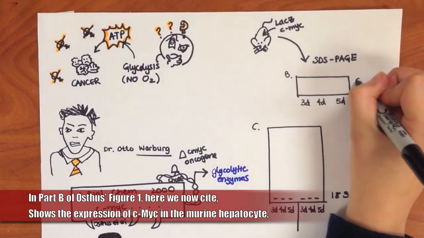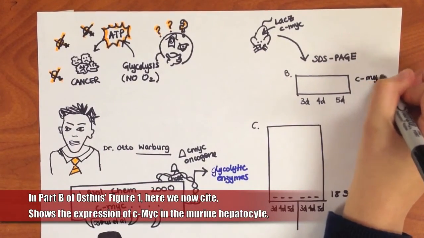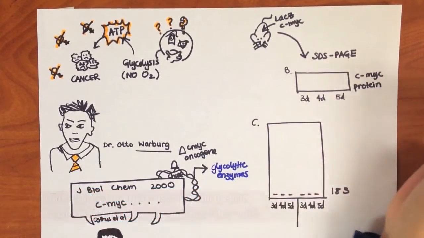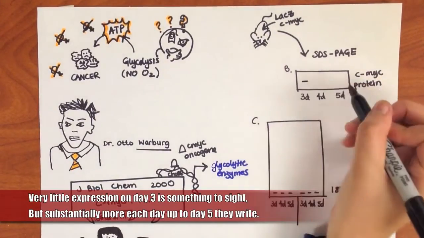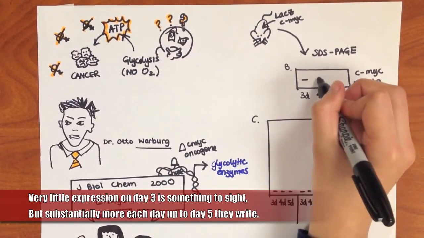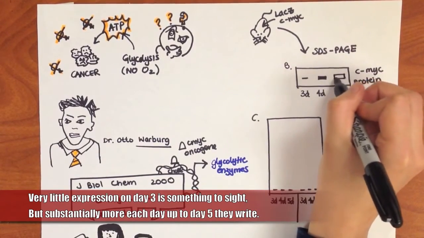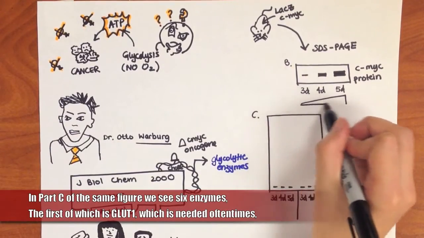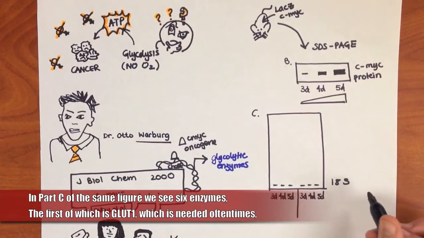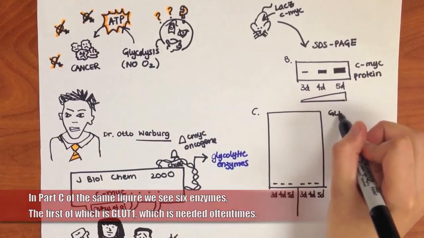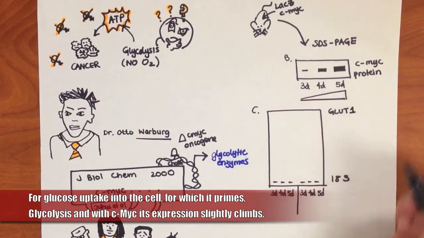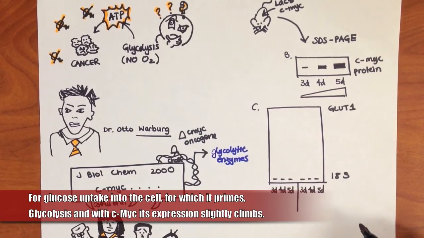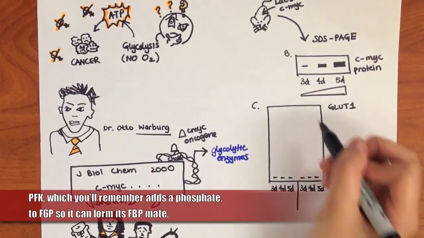In Part B of Osthus Figure 1, here we now cite, shows the expression of c-Myc in the murine hepatocyte. Very little expression on day 3 is something to cite, but substantially more each day up to day 5, they write. In Part C of the same figure, we see 6 enzymes, the first of which is GLUT1, which is needed oftentimes for glucose uptake into the cell, for which it primes glycolysis, and with c-Myc its expression slightly climbs.